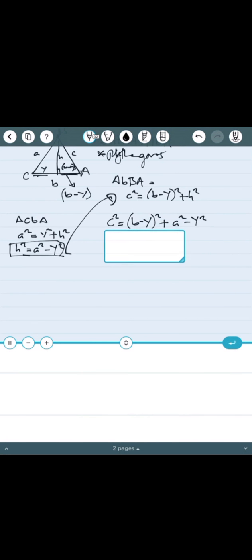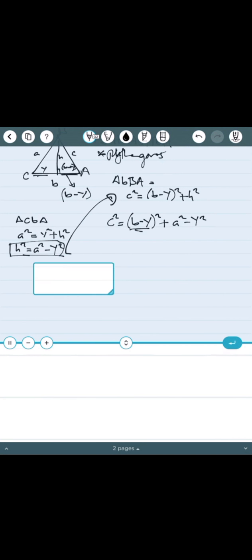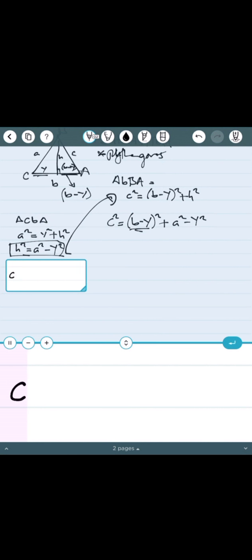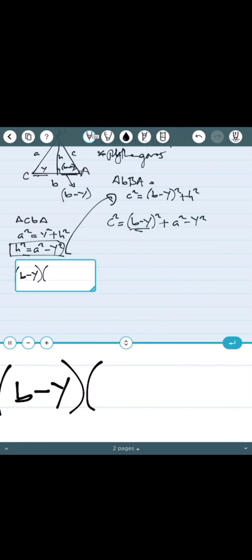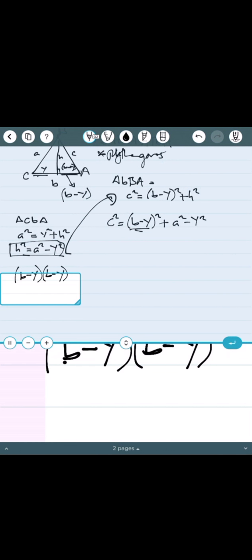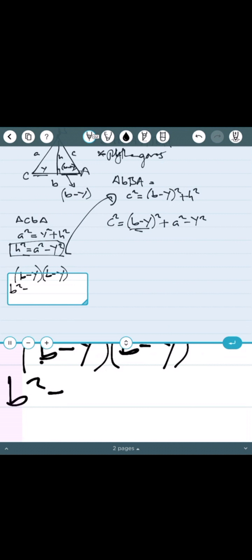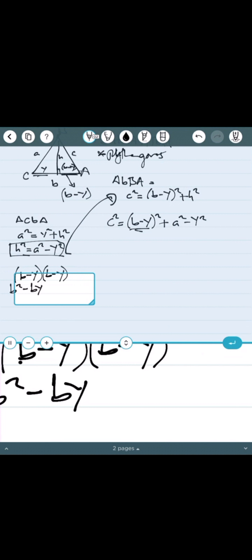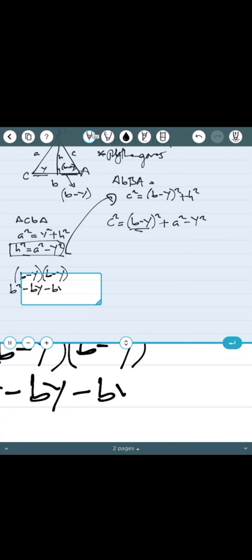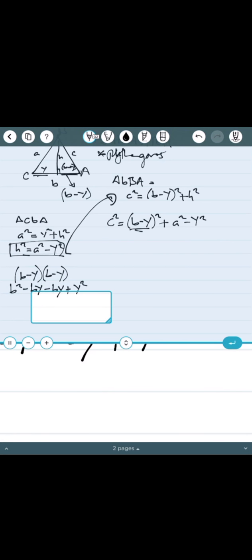Having reached here, we are going to expand that one there. In expanding that, we have open bracket B minus Y, open bracket B minus Y, and we now multiply. B multiplied by B gives us B squared, B multiplied by negative Y gives us negative BY, and that again gives us that, and now it gives us a positive Y squared.